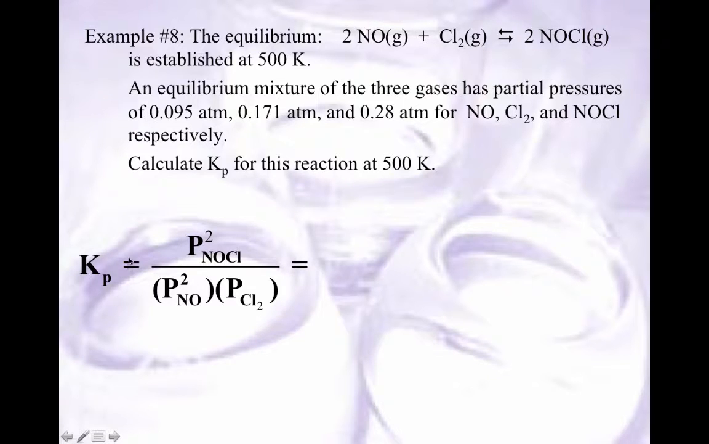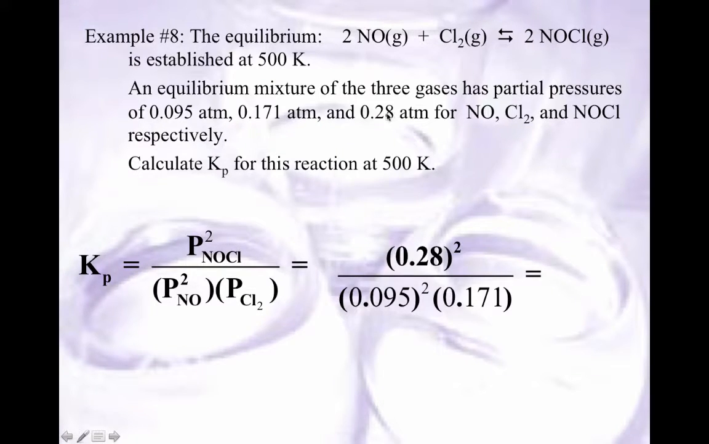So the first thing you have to do is write the Kp expression. So Kp equals the partial pressure of NOCl, because it's always products over reactants. So NOCl squared, because of this 2 out front, over the partial pressure of NO squared times the partial pressure of Cl2. So then we plug the numbers in, 0.28 squared over 0.095 squared times 0.171. When you guys plug this in, be careful. Do this bottom part first, write down the number, do the top part, and then divide.